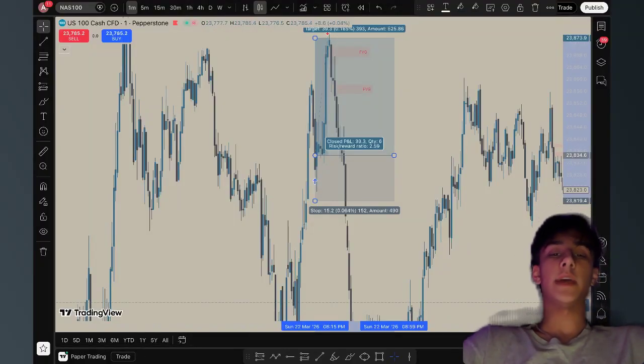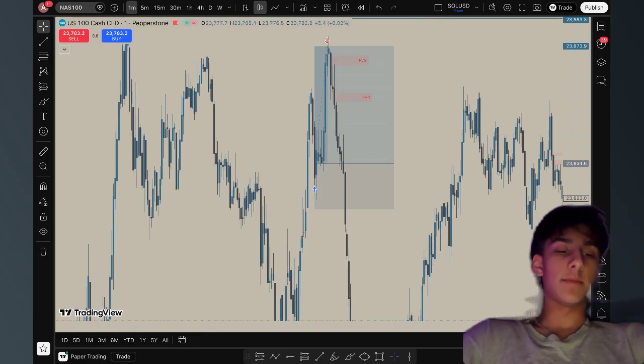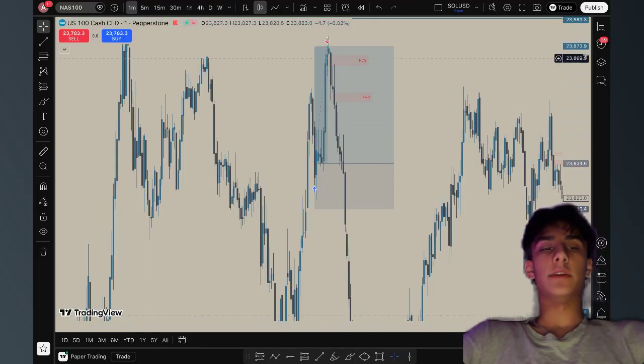Today I'll be going over how I made $60 trading the Asia session with my paper trading account. So yeah, it is paper trading, but it's just something I've been practicing. So here you go. You can see $60. You see the arrows right here. This is around 8 p.m.